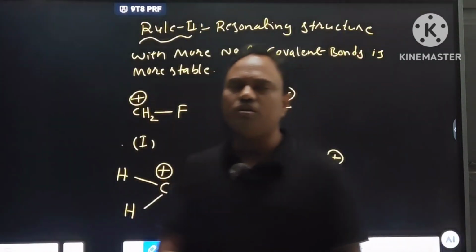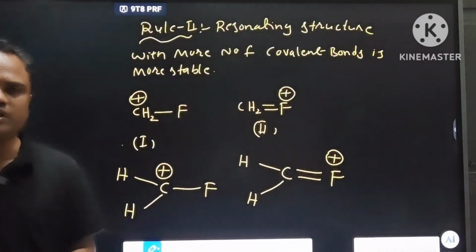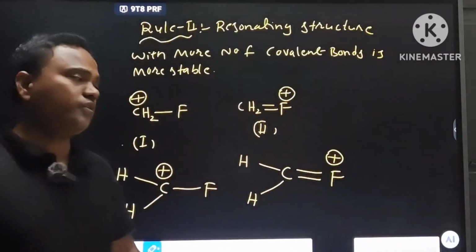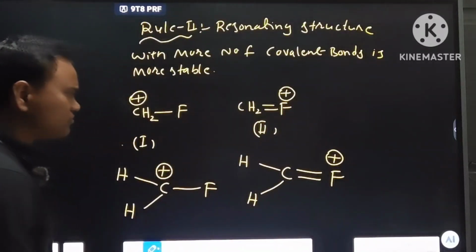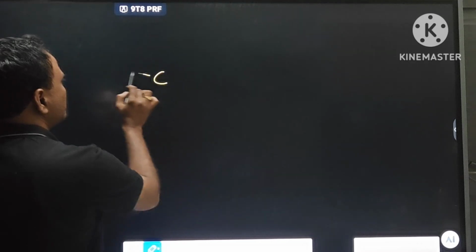Now coming to the reason, theoretical questions will come. Why is this more stable even though it is having positive charge on the fluorine atom? Let us see the reason. I am drawing the structures again.